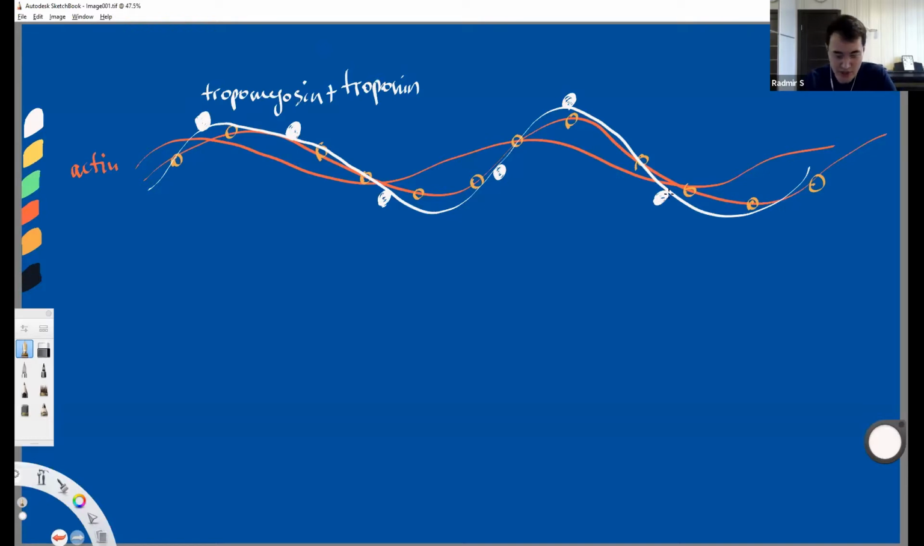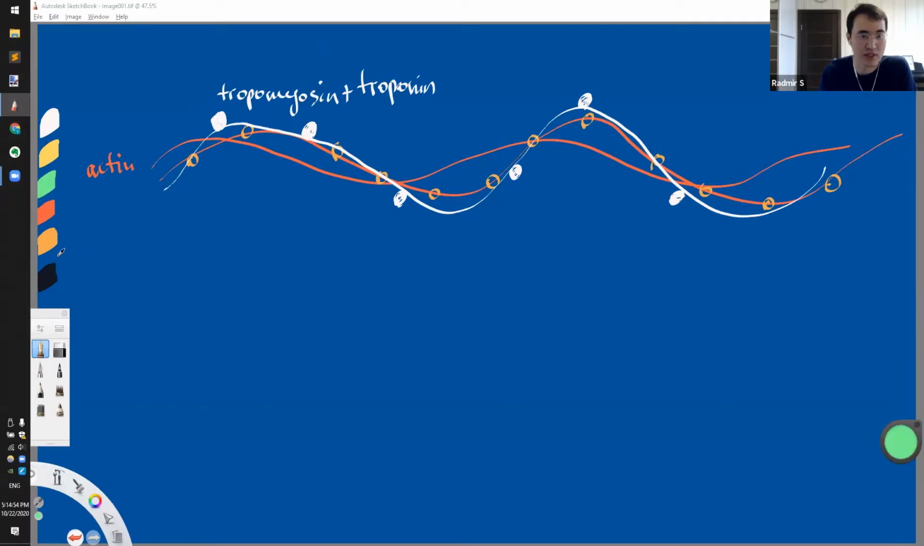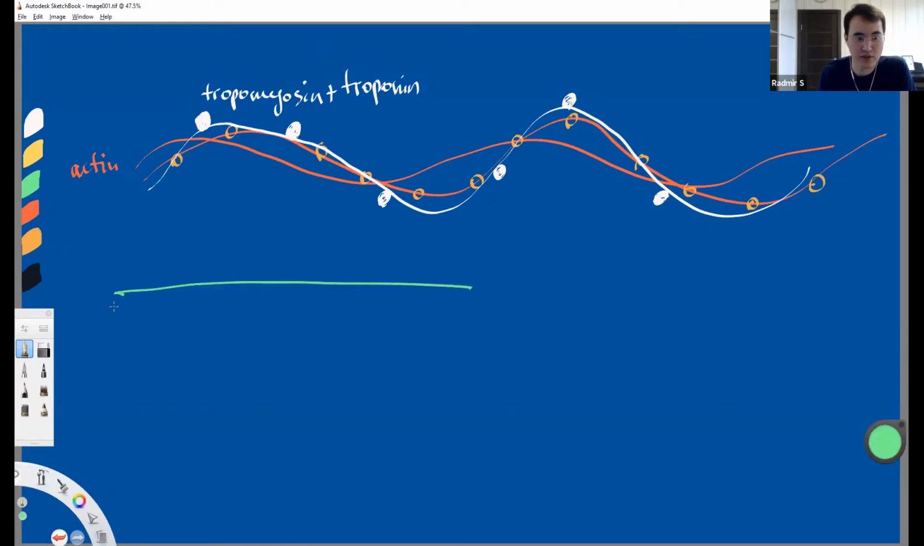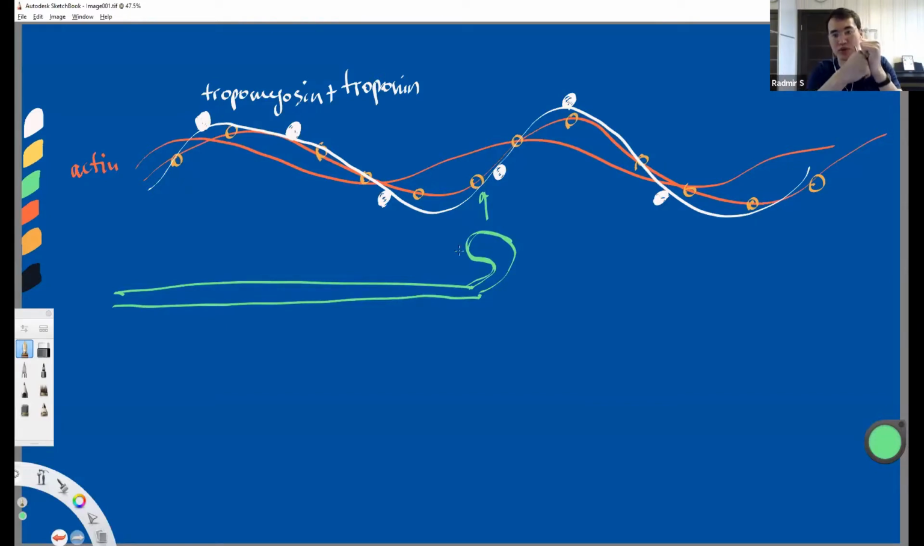So what happens next? We have the fibers of myosin that have so-called heads. And these heads are actually interacting with the actin. They can bind to the binding site of the actin and stay kind of glued to it, okay?